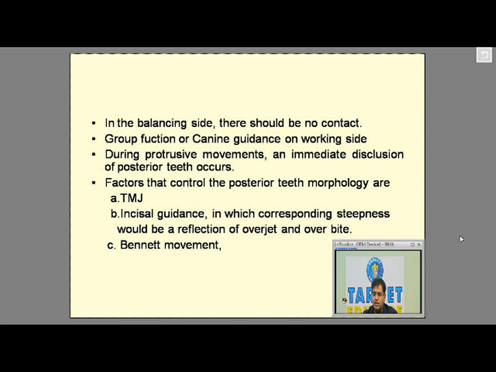Factors that control the posterior teeth morphology are TMJ, incisal guidance, in which corresponding steepness would be a reflection of overjet and overbite, and Bennett movement.